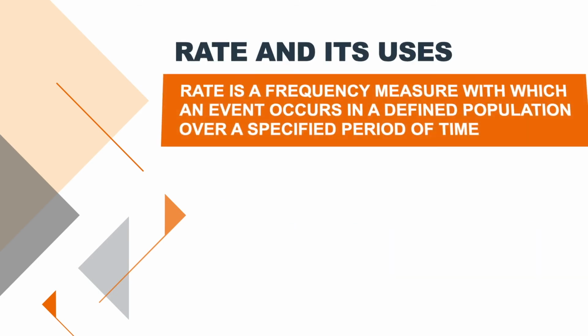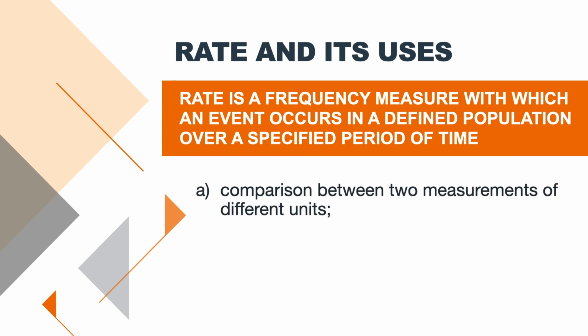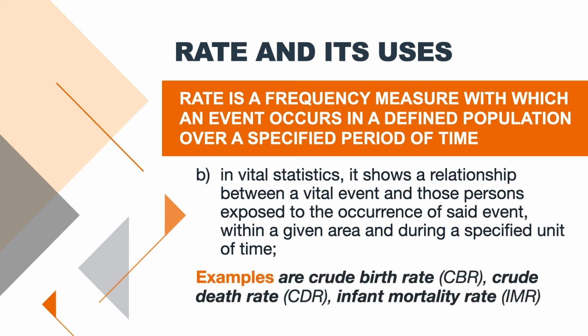Rate and its uses. Rate is a measure of the frequency with which an event occurs in a defined population over a specified period of time. A comparison between two measurements of different units. In vital statistics, it shows the relationship between a vital event and those persons exposed to the occurrence of said event, within a given area and during a specified unit of time. It is evident that the persons experiencing the event, the numerator, must come from the total population exposed to the risk of such event, the denominator. For example are crude birth rate, crude death rate, infant mortality rate, etc.